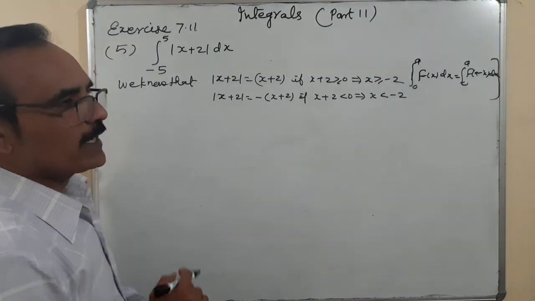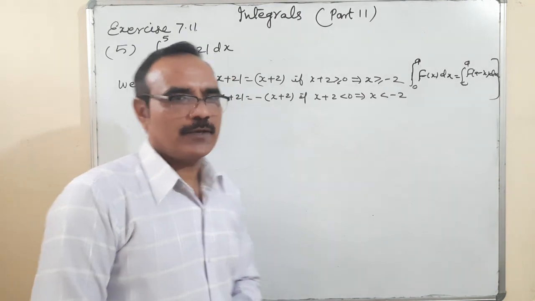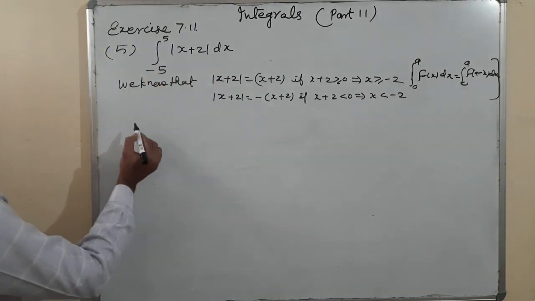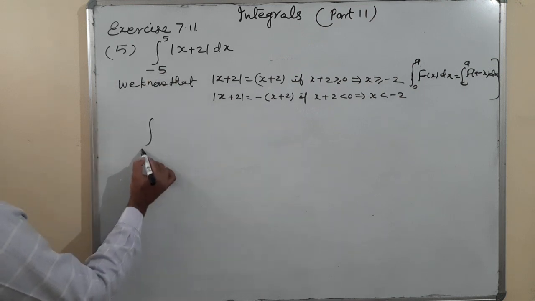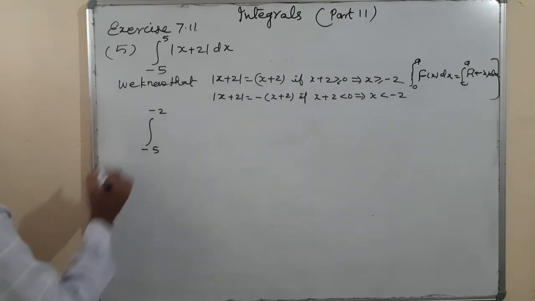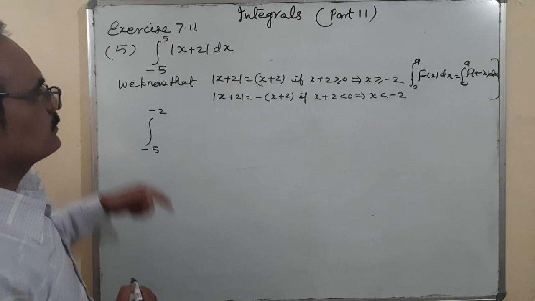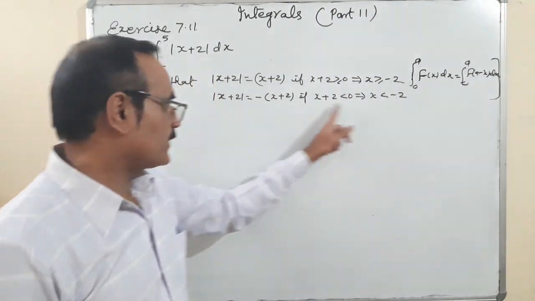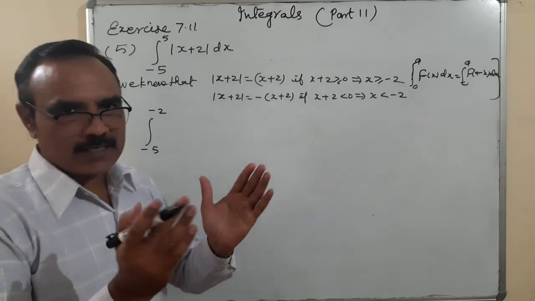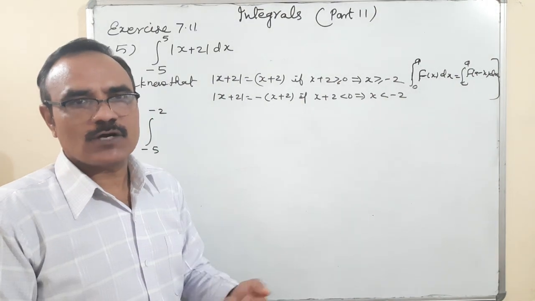Between minus 5 to 5 there is a point minus 2. Okay, so I can write this now, minus 5 to minus 2, where x is less than minus 2. Which value of that mod? Because we are not writing an integration form mod, otherwise how to solve it?